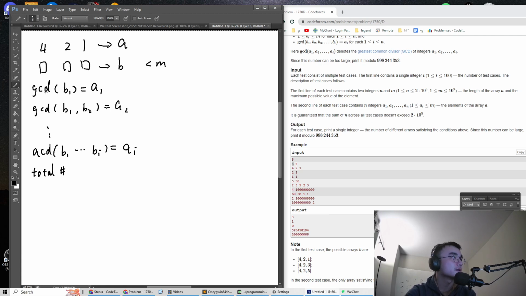So obviously, GCD(B1) equals B1, so A1 equals B1. So we can swap B1 out of these equations, so that we get GCD(A1, B2) equals A2, right? And we can do the same: Ai equals the GCD of all the numbers before it, which is GCD(A(i-1), Bi), right?